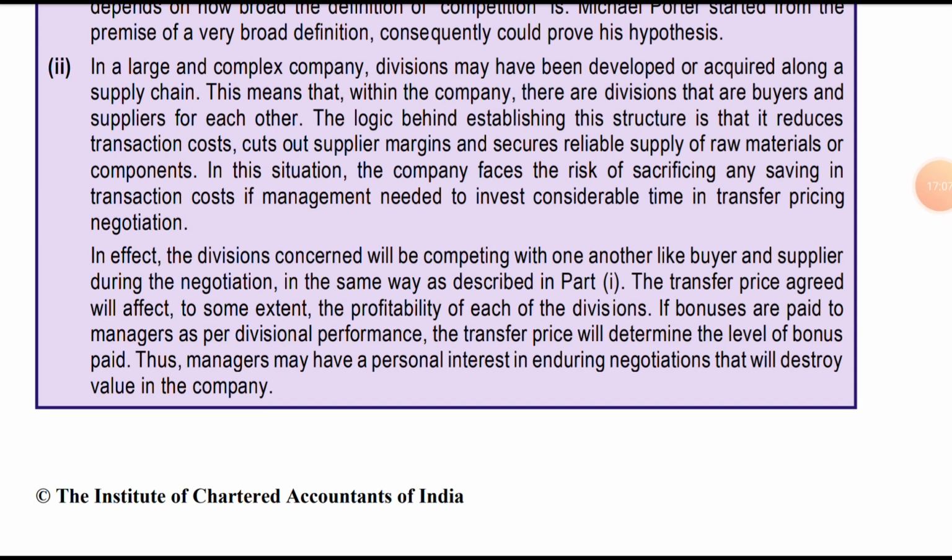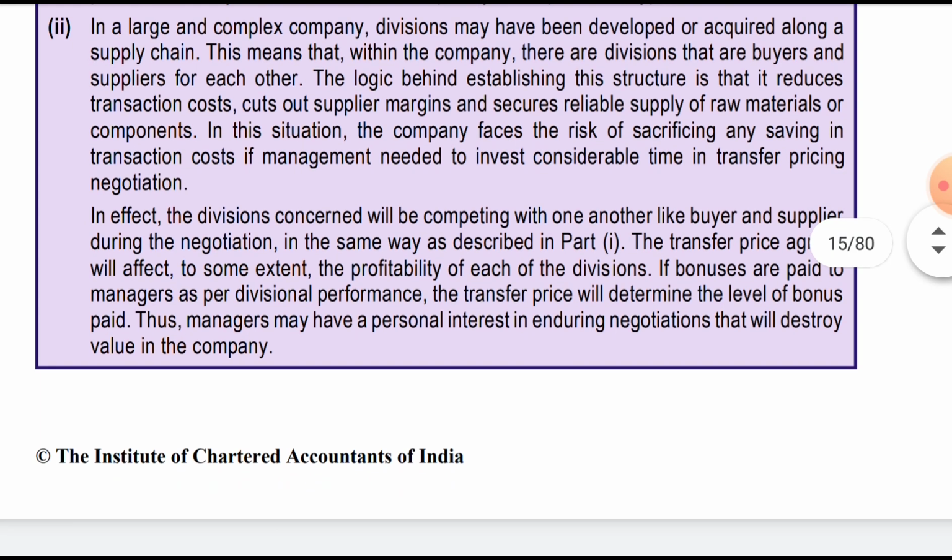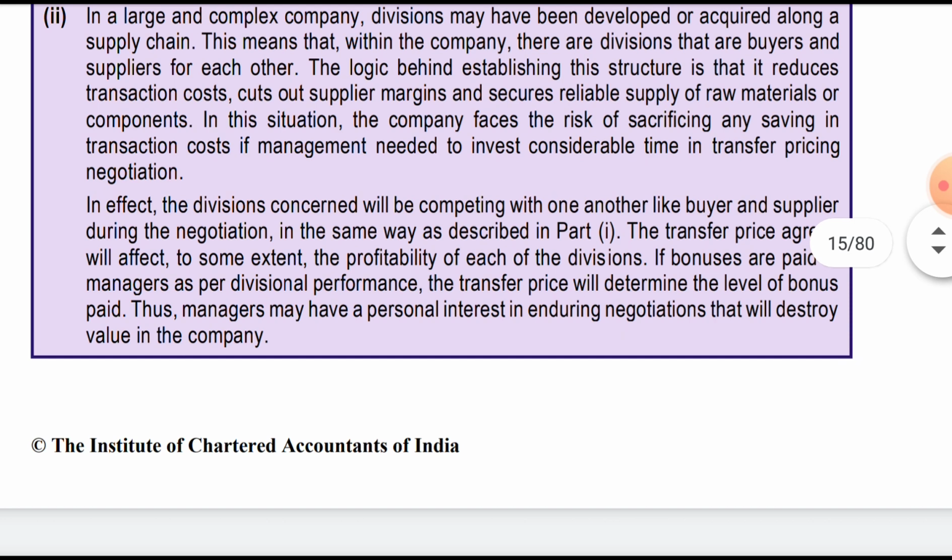sorry, we will continue. If the bonuses are being paid to the manager as per the divisional performance, the transfer price will determine the level of the bonus paid. So if it is paid on the divisional performance, on the basis of the performance of the division the bonus should be paid. Thus the manager may have a personal interest in entering a negotiation that will destroy the value in the company.